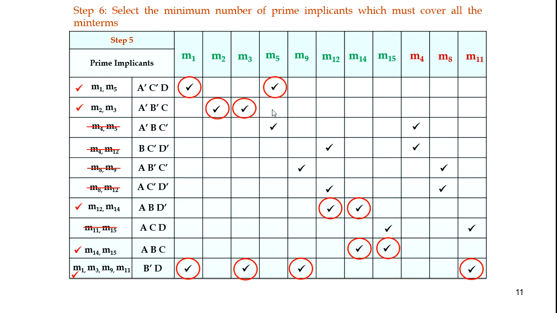So the final reduced expression will be Y equal to A bar C bar D, A bar B bar C, A B D bar, A B C, and B bar D bar.